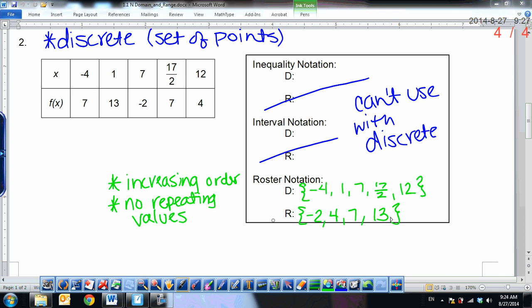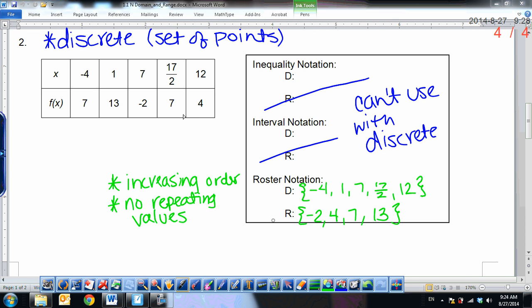Okay, is this a function? Yeah. No. What was the definition of the function? Every x corresponds to exactly one y. Okay, which means every x value can only match with one y. So did -4 match with any values other than 7? No. Did 1 match with anything other than 13? How about 7? 17 halves and 12. So this is a function.